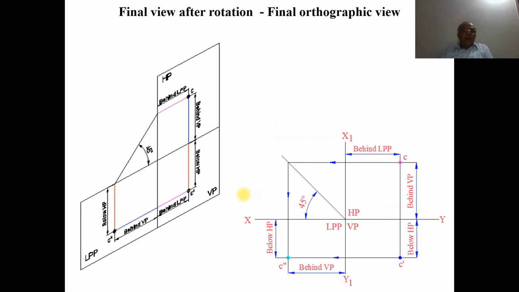So that is the reason why we are drawing a line at an angle of 45 degrees. So what happens? This vertical distance of behind VP is transformed into the horizontal distance of behind VP. Then where you have the front view, on that line you are going to get the side view. So you project this till here, and you are going to get this as C double dash. So here below HP, when you see from the left side view, that is the image on LPP, you can see below HP and also behind VP. So this is going to be C double dash.